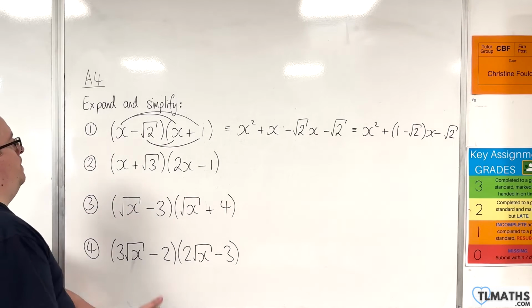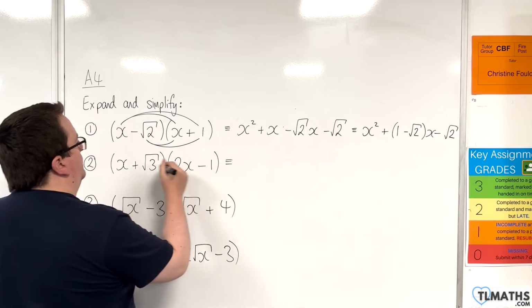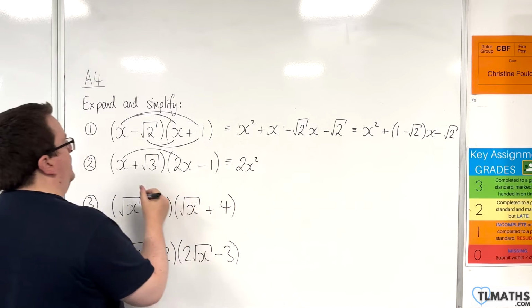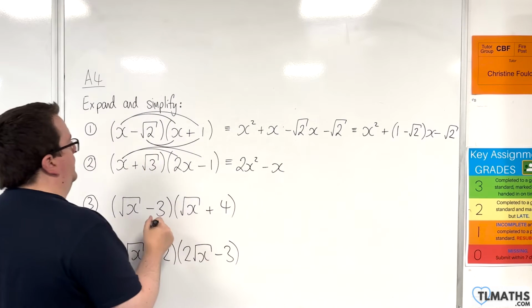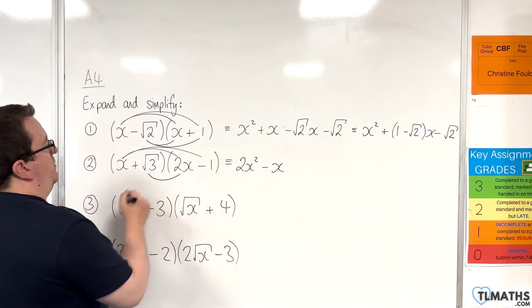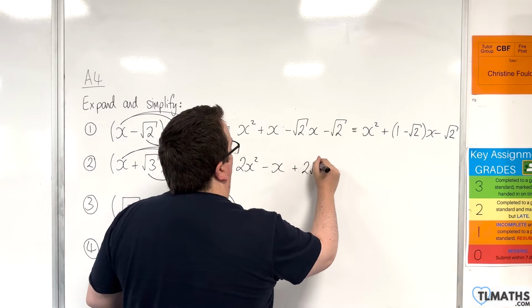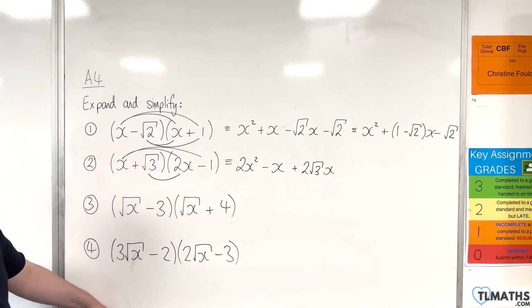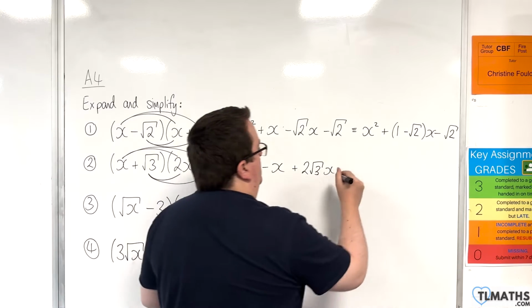So number 2, we have (x + √3)(2x − 1). So the x times the 2x first, so 2x squared. Then the x times the minus 1, so minus x. Then multiply the root 3 by the 2x, so we would write that as 2 root 3x. So write it that way round. And then we've got the root 3 times the minus 1, so minus root 3.